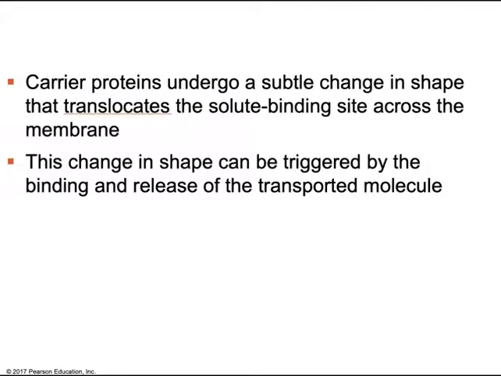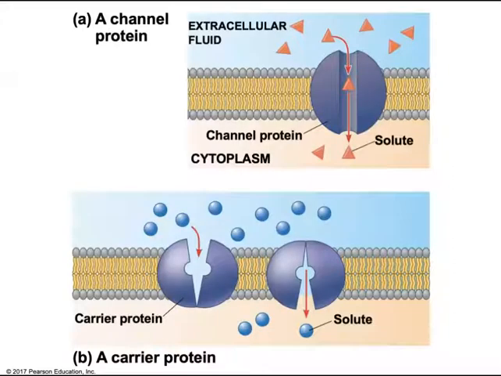In image A, we see a channel protein. Notice how it is a transmembrane protein, allowing solute particles to move from the extracellular space, where the concentration is highest, to the cytoplasmic intracellular space. This is driven by diffusion and is passive transport. In image B, we see the carrier proteins which undergo a conformational shape change to translocate the solute across the membrane. This change in shape is triggered by the binding and release of the transported molecule.